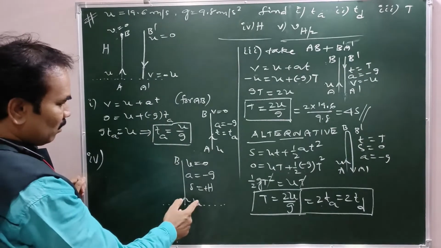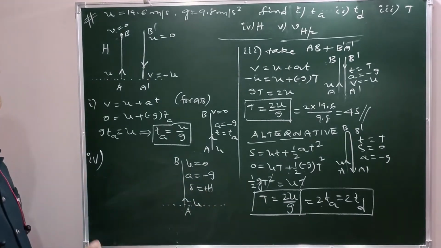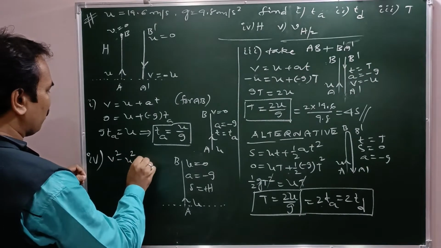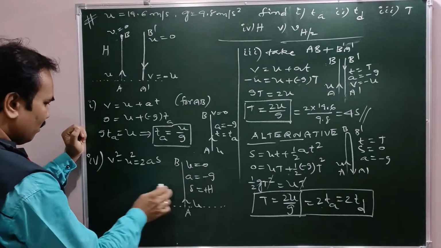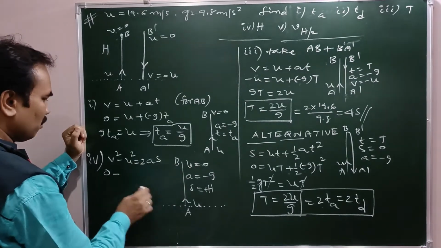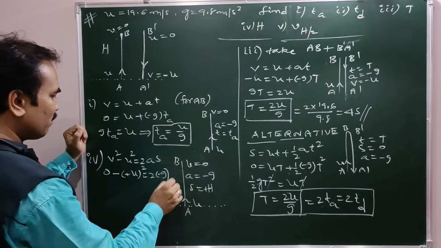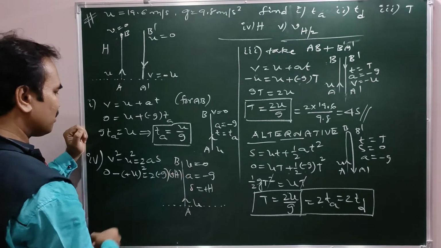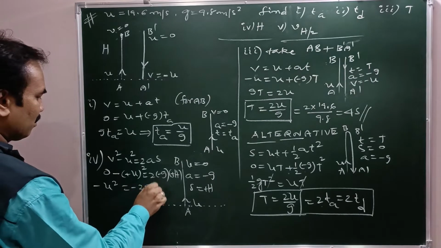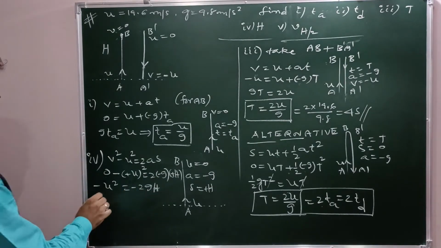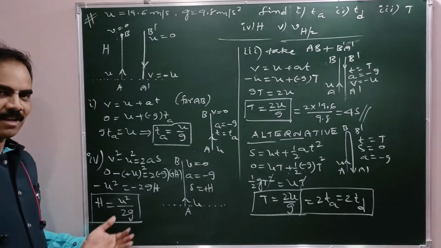Now to get H, we have the U value and V value, and need to find the S value, that is H. So take V square minus U square equal to 2AS. Final velocity 0, initial velocity U, that is 19.6. So 0 minus U, that is minus U whole square, equals 2 into A, which is minus G, into H, which means plus H. That is minus U square equal to minus 2GH. The minus cancels here. H equal to U square by 2G. This is the expression for maximum height.